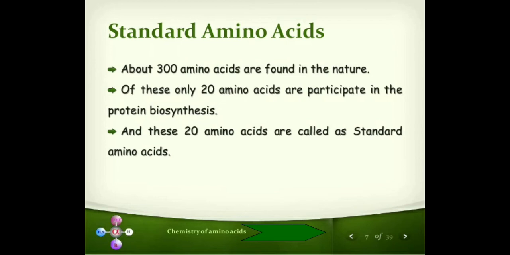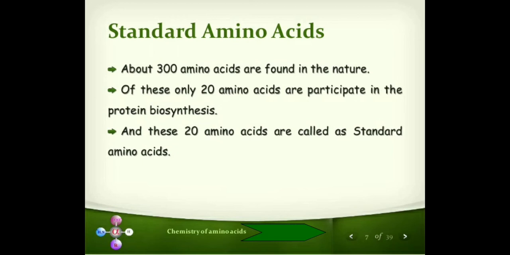Because these 20 amino acids have specific genetic codes, the genetic codons for different proteins, and those amino acids which do not have these genetic codons are not participating in the synthesis of proteins, but they can be part of different proteins. Such amino acids that participate in biosynthesis of proteins are called standard amino acids.